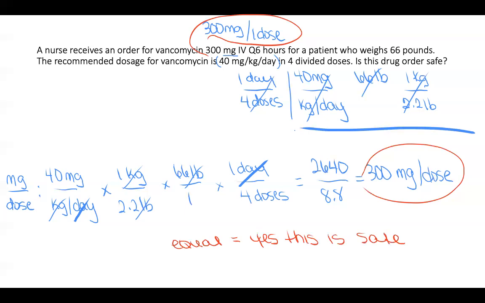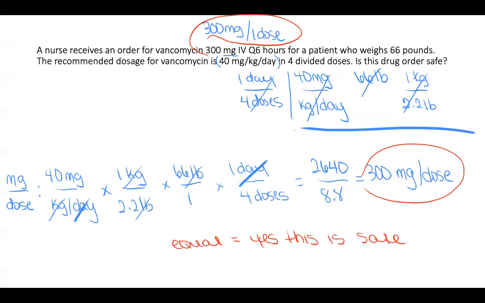Okay, so remember, when you're solving safe dosage problems, your goal is to calculate the recommended dosage and then compare it to the order. Calculate the recommended dosage and compare it to the order.